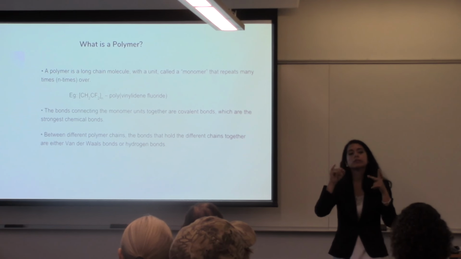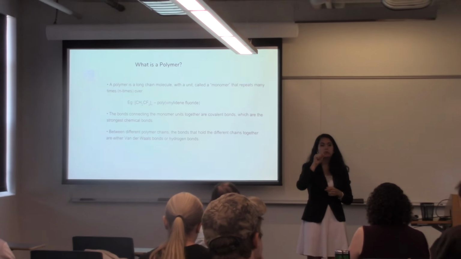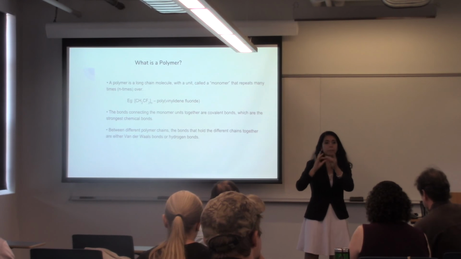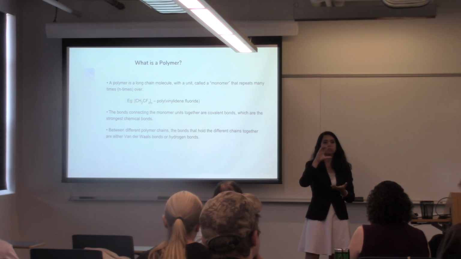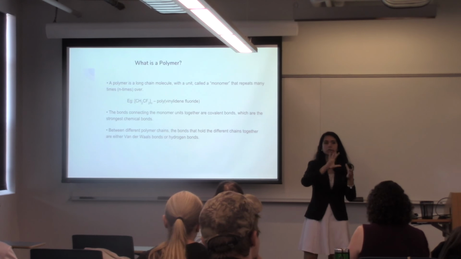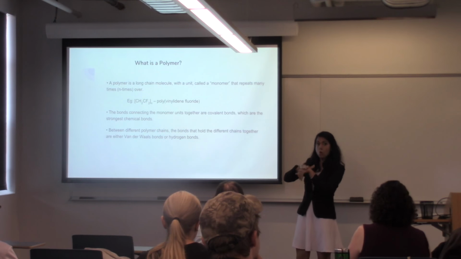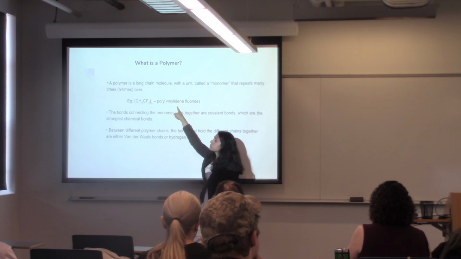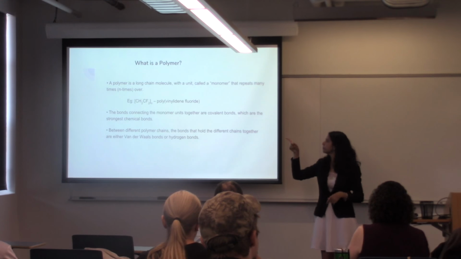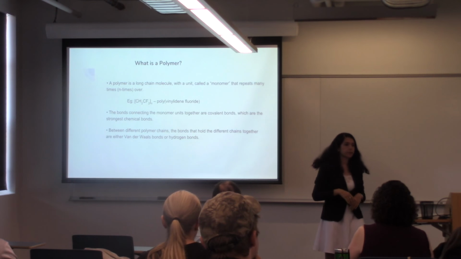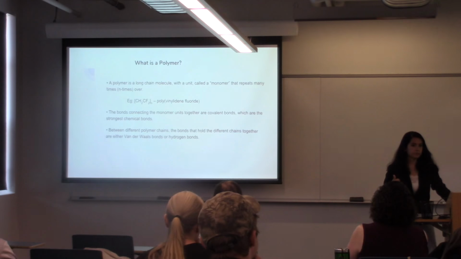So it's important to talk about what a polymer is. Polymers are made of monomers, which align in chains. They can be very, very long chains. They are connected by covalent bonds. And we're particularly looking at PVDF, polyvinylidene fluoride, which does set up in these chains, as I mentioned.